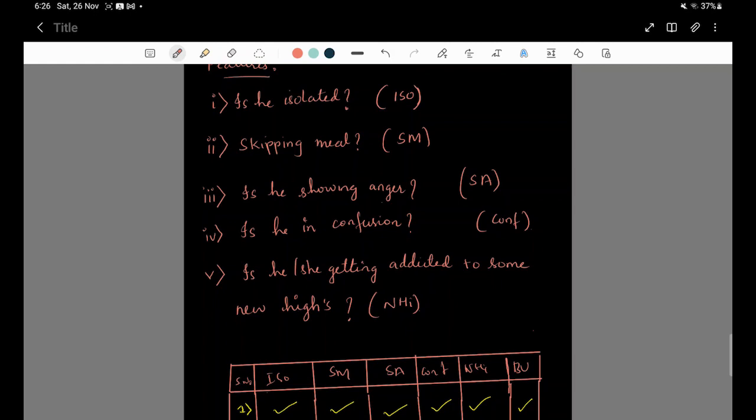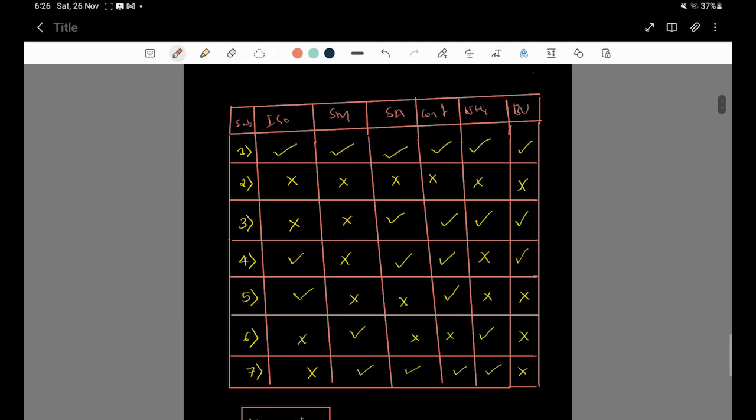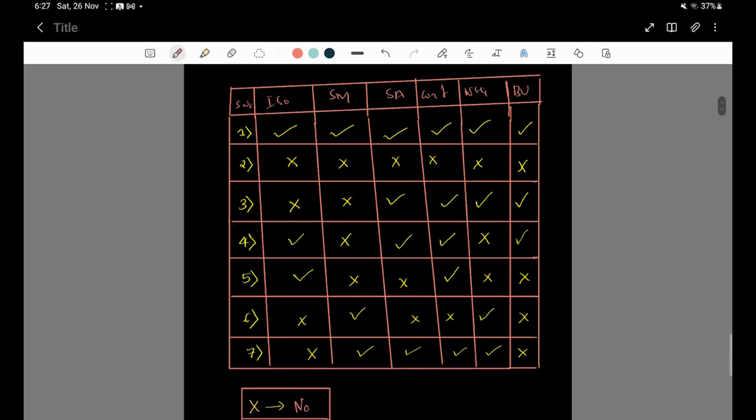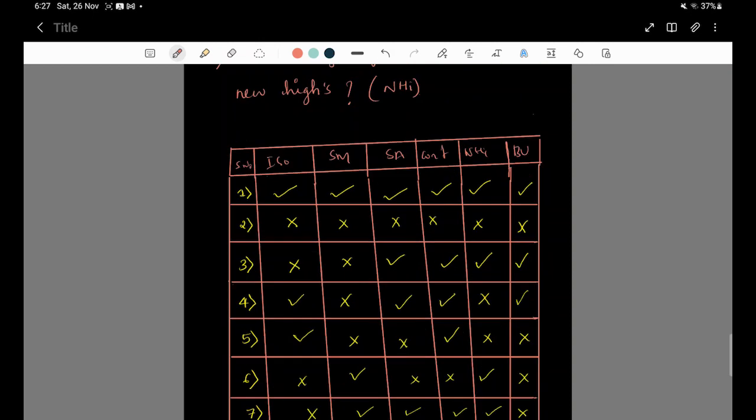Now, once I have a feature set, I will be trying to collect the data, and let's say I have the information of 7 people. Once I tabulate it, let's say it looks something like this, wherein the tick mark represents yes to the asked question, and the cross mark represents no. For the first person, if I ask whether you are isolated or not, he says yes. For the second person, if I ask whether he is isolated or not, let's say he says no, and then I represent it by a cross mark.